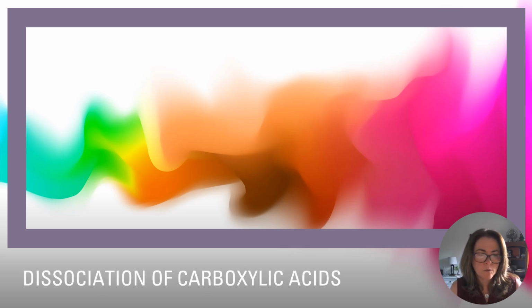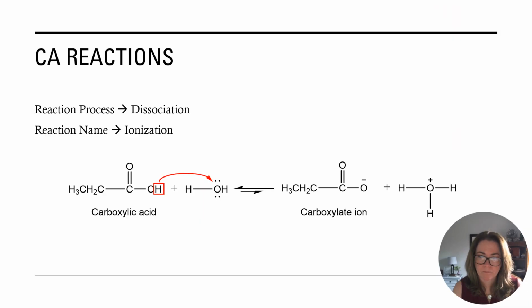All right, so here we're going to be talking about the dissociation of carboxylic acids. All right, so here we are, carboxylic acid reactions. The first one we're going to be talking about is dissociation. So that is the reaction process, and the reaction name is ionization.